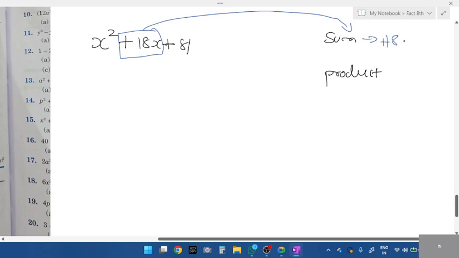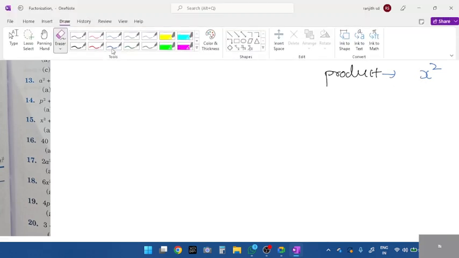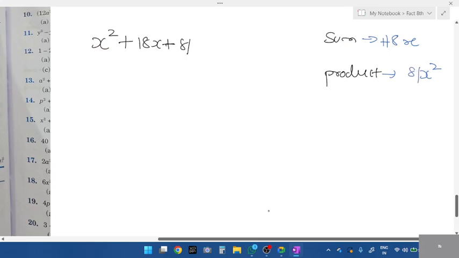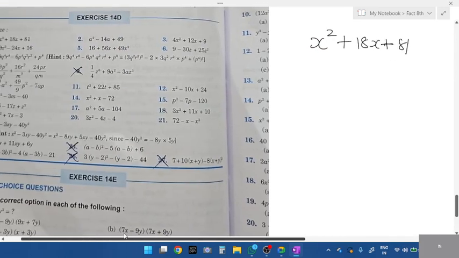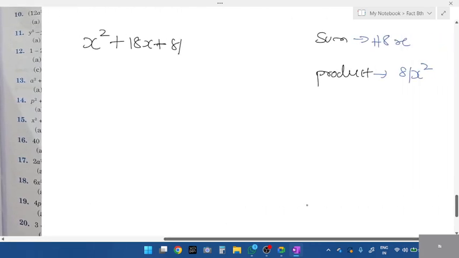Plus 18x. Product is nothing but the first and last one. If you multiply first and last one, what do you get? 18 into x square is 18x square. Yes, 18x square. Now I'll tell you what to do. Oh, sorry, 81x square. Yes, 81x square. Is it correct in the question? 18x, 81. Yes, students. Fine.